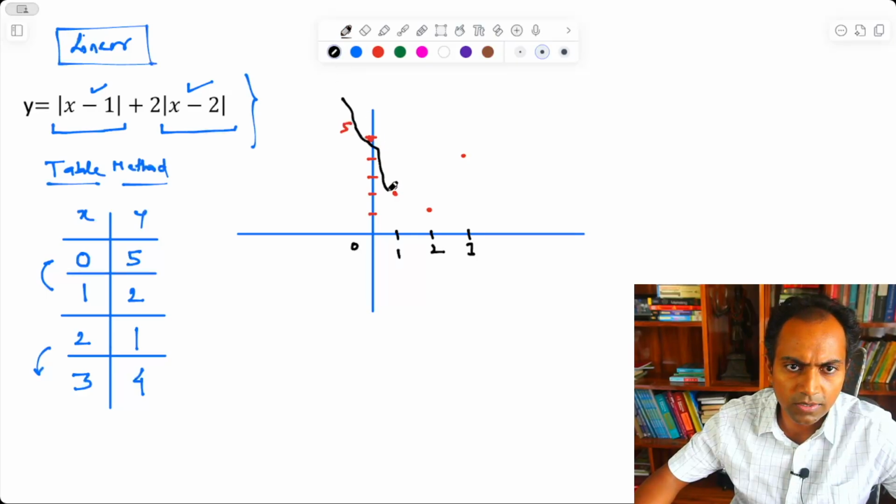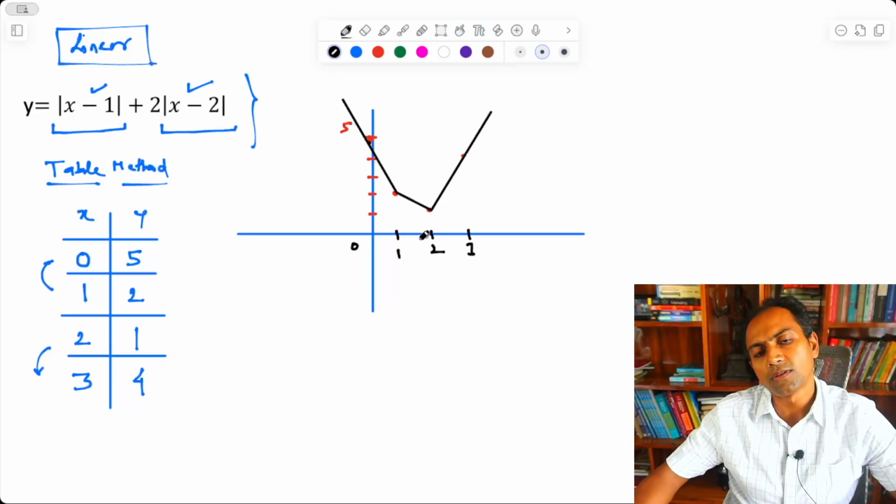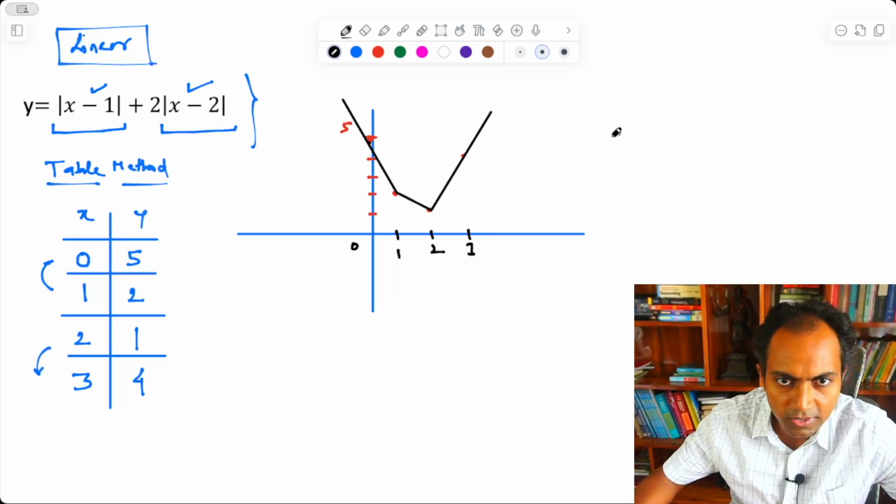So I can connect the first 2 points. This is the graph that I am getting. I can connect the next 2 points and then the next 2 points. Like this, I can get all the values. Now, once you have done that, you have got the graph of the function.